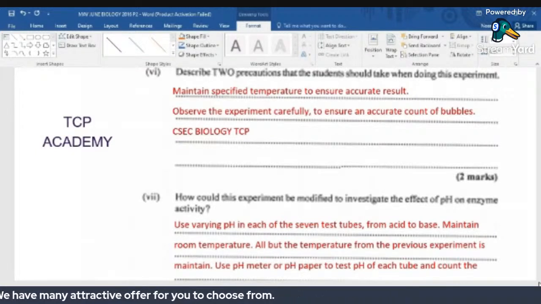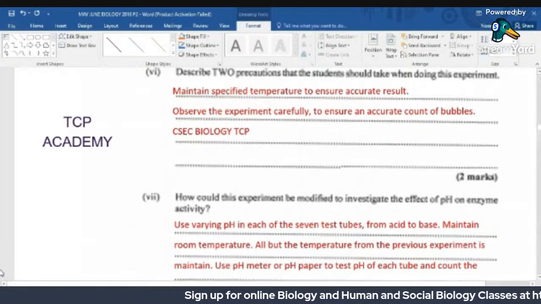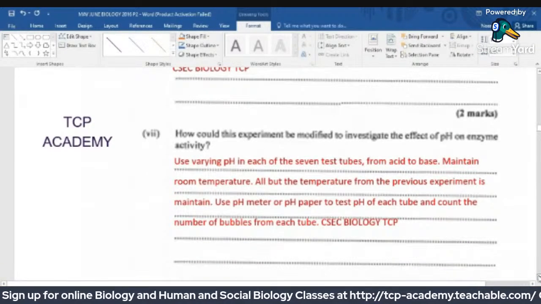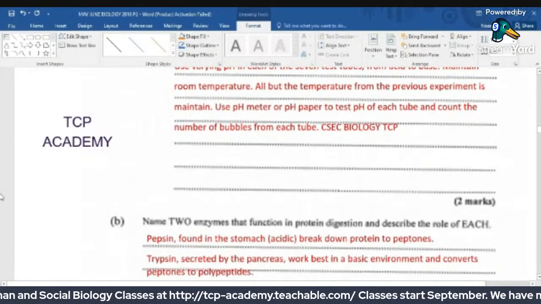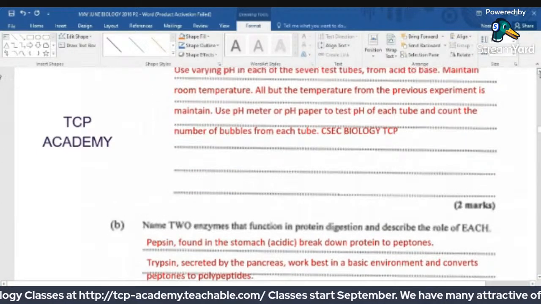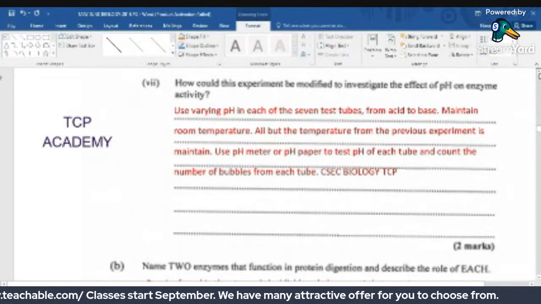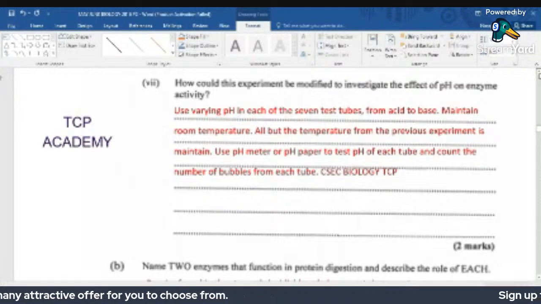We're going to use a pH meter or pH paper to test the pH of each tube, and of course we want to ensure that we count the number of bubbles for each test tube. Pretty much the same, like I said, just to change out that which is of course temperature into pH, and to maintain temperature the same for all these test tubes, and you would have manipulated the experiment for pH.